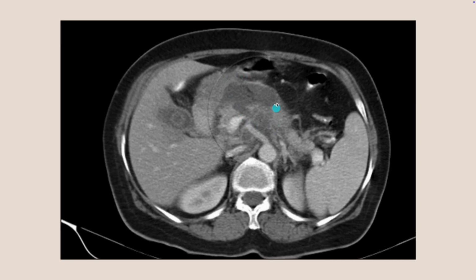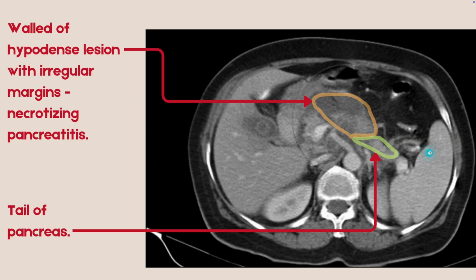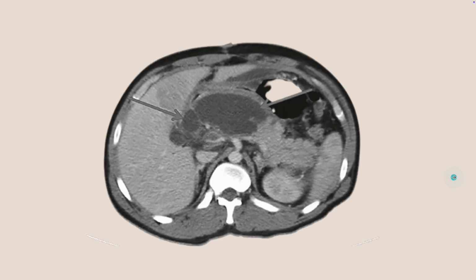And around the head of the pancreas, you've got this sort of blob, right? Which is not really well defined. It's kind of going everywhere. So this is what acute necrotizing pancreatitis looks like. So this part is the acute inflammation in the head of the pancreas, and this is the tail of the pancreas.